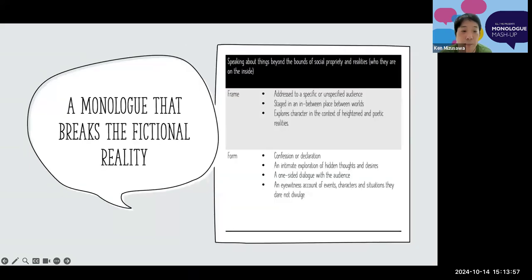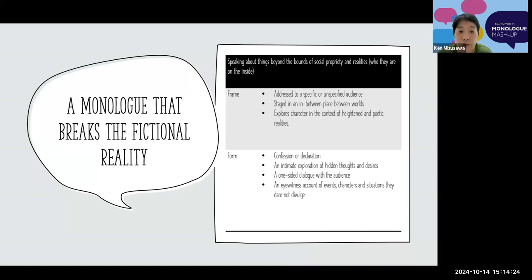Now, a monologue that breaks fictional reality operates like this. It's about speaking about things beyond the bounds of social propriety and realities. It's about who the characters are on the inside and who they are that remains undisclosed, largely in social context, that are now being given voice and expression in this monologue.